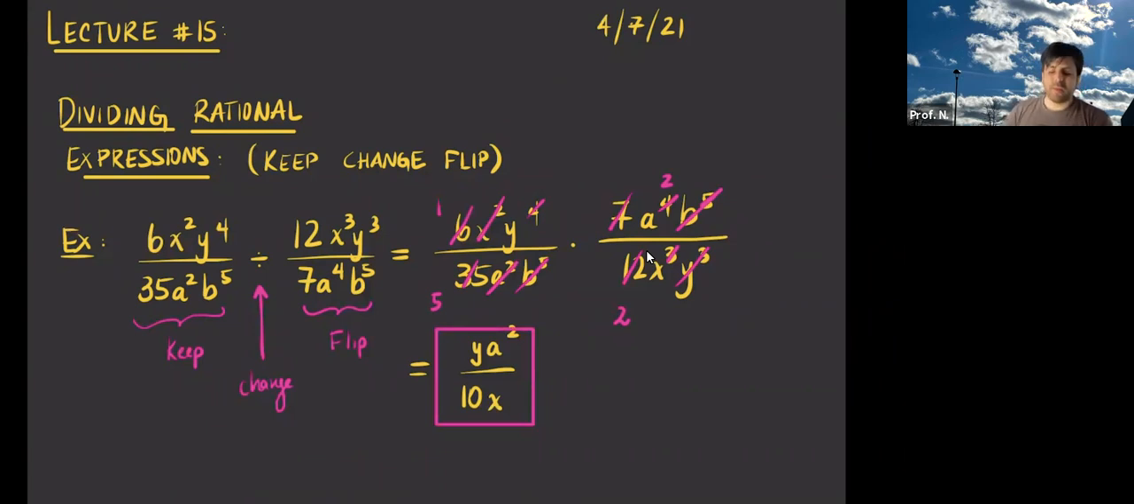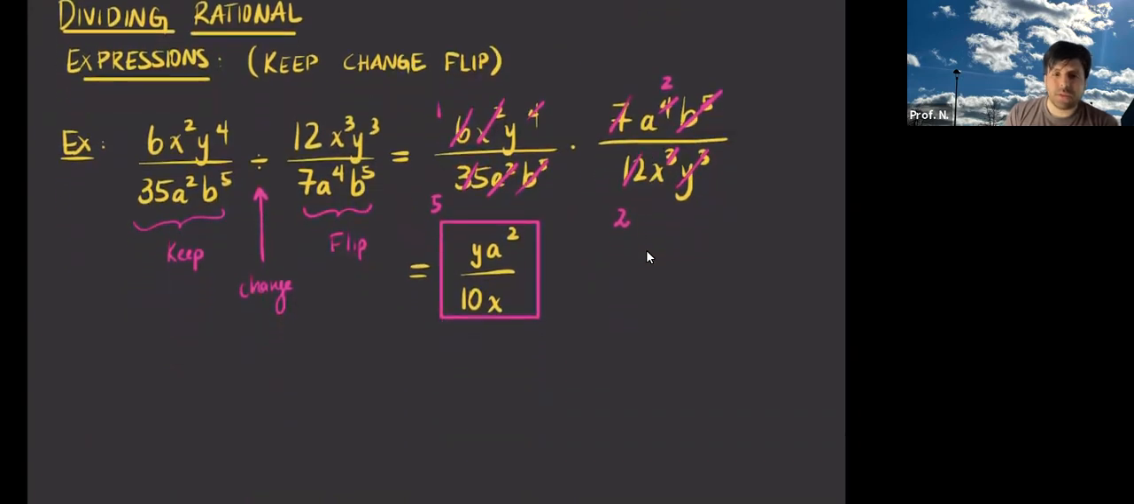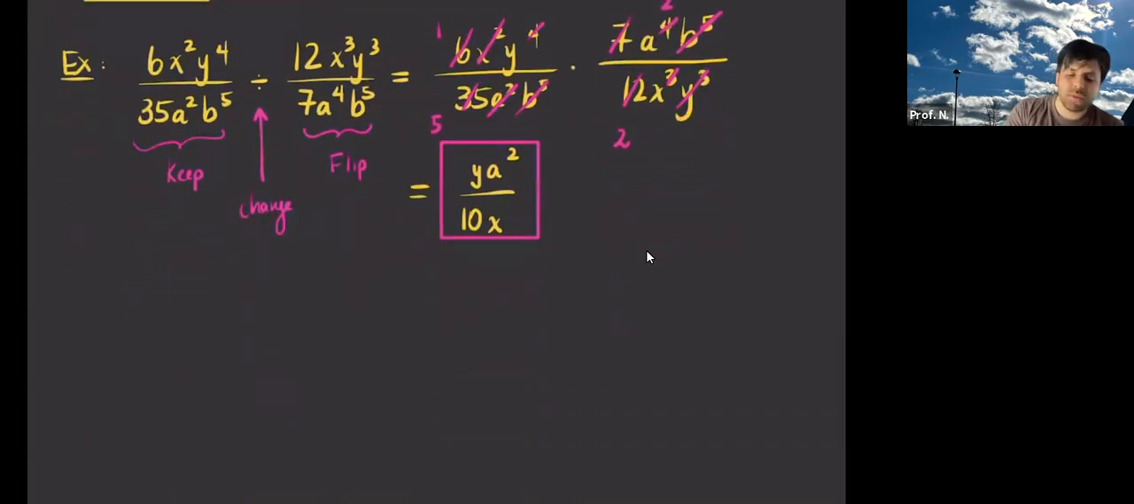All right. So that's how we start to divide rational expressions, and we do so by keep, change, flip, which becomes multiplication. And we know how to multiply rational expressions. So nothing extremely new out of this. Let's look at another one.